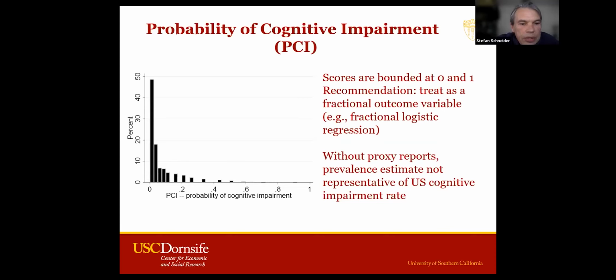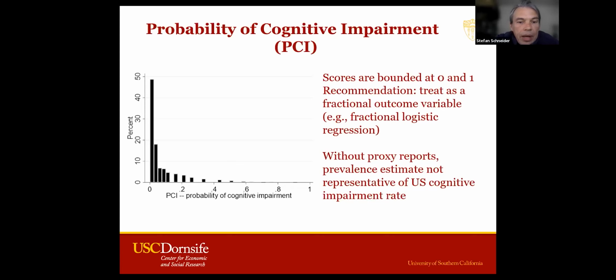A note on these scores, of course, is that it's not going to be a normally distributed score whatsoever. This histogram here shows you the distribution of the scores in the current UAS sample, and you see it's very skewed, and it's bounded, of course, between 0 and 1. And it's very skewed because most people in the UAS have a low probability of being cognitively impaired, so that makes total sense. But since the distribution is not normal at all, I recommend using the score as a fractional outcome variable, for example, using fractional logistic regression.